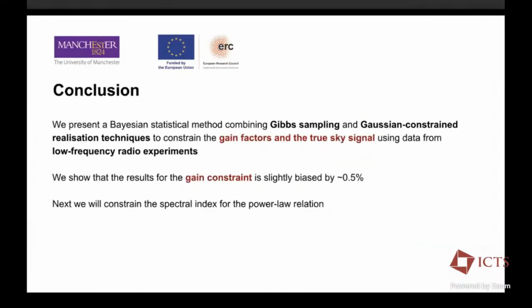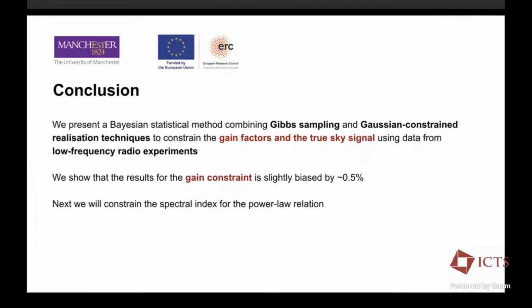So this is my conclusion. We presented a Bayesian statistical method that combines Gibbs sampling and the Gaussian constrained realization technique to constrain the gain factors and true sky signal using data from low frequency radio experiments. They show that the results for the gain constraint are slightly biased by around 0.5%.